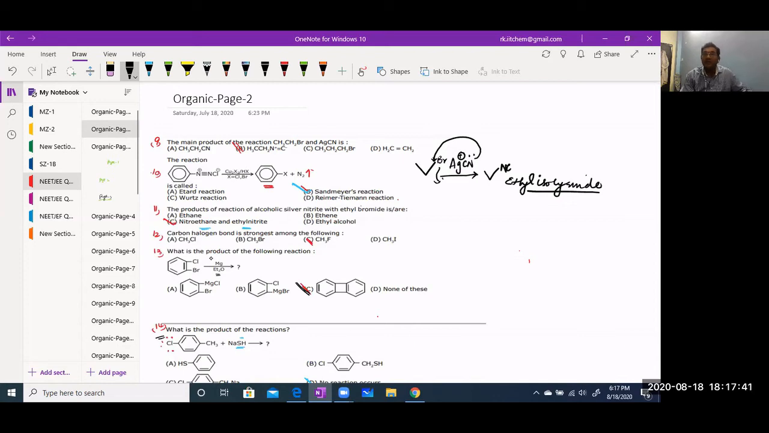Suppose if you have taken alcoholic KCN, alcoholic KCN means that's going to be alcoholic aqueous KCN, K plus CN minus you are getting. So that's why what you are going to get means ethyl cyanide is the major product. So that's the question here with respect to this, the main product. This is an SN2 mechanism, children. It's simple.